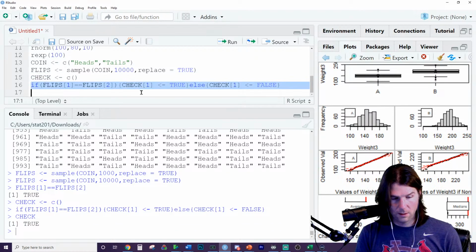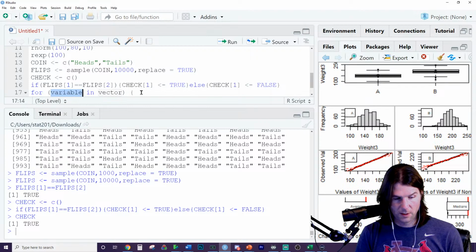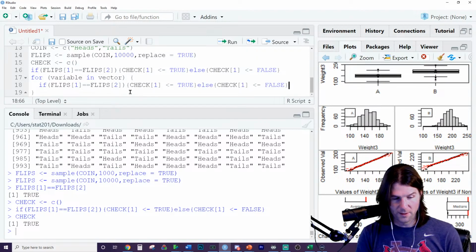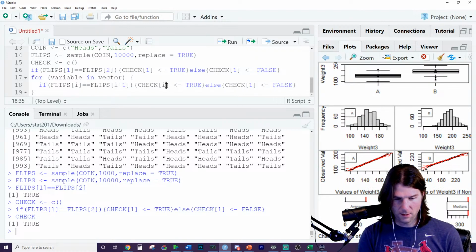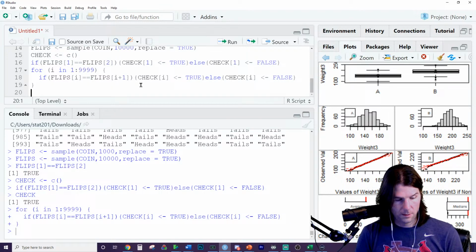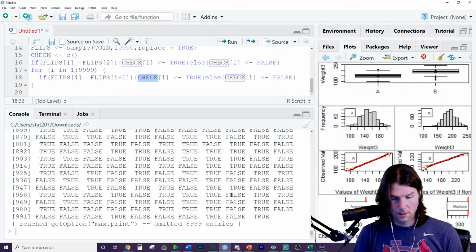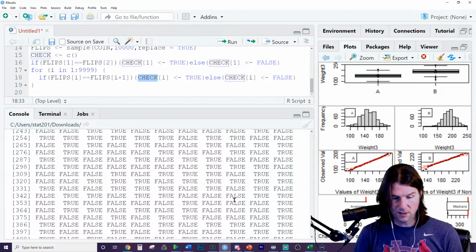Got it. For loop time, for loop. This is Brian having fun. Start off here, I plus 1, and variable i, that's my placeholder. And we're starting at 1 and going to 9999. Okay, got it. And let's look at check. There we go right there. And we'd look at the longest sequence now.